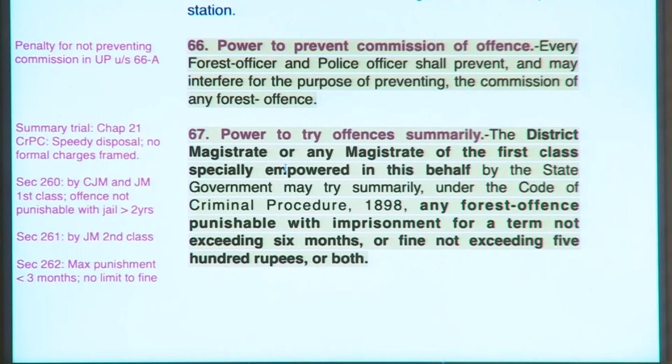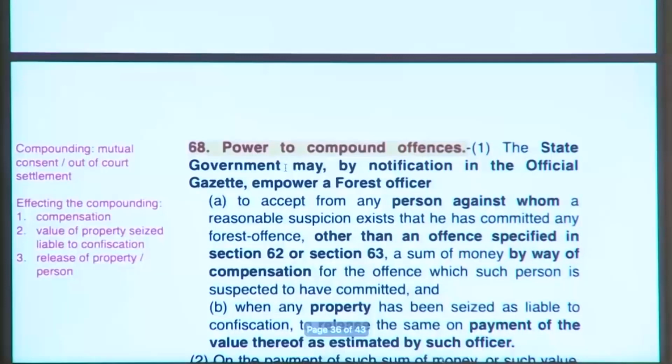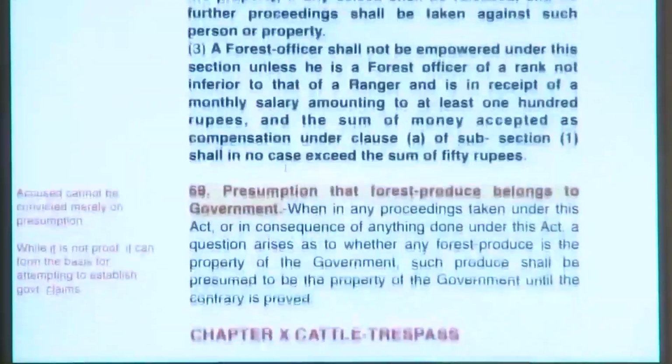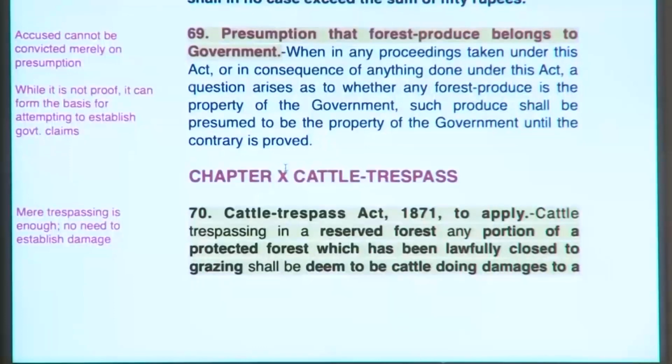Next, you have power to try offences summarily. The district magistrate or any magistrate of the first class, specially empowered in this behalf by the state government, may try summarily under the Code of Criminal Procedure 1898 any forest offence punishable with imprisonment for a term not exceeding 6 months or fine not exceeding 500 rupees or both.